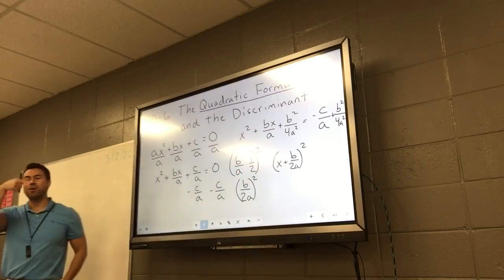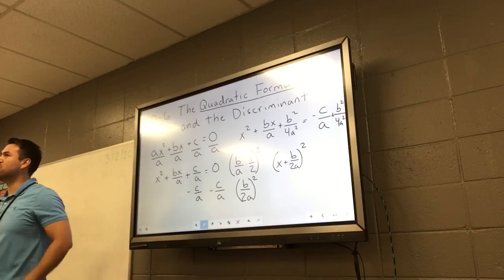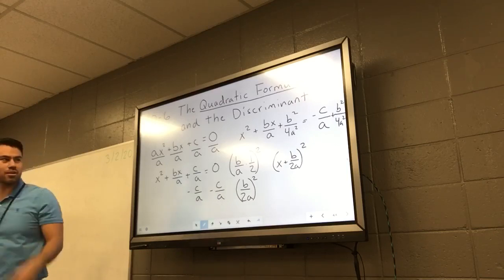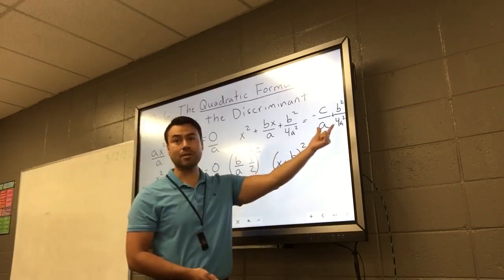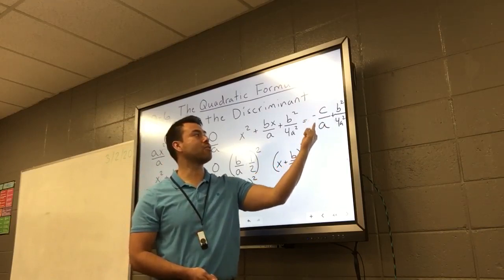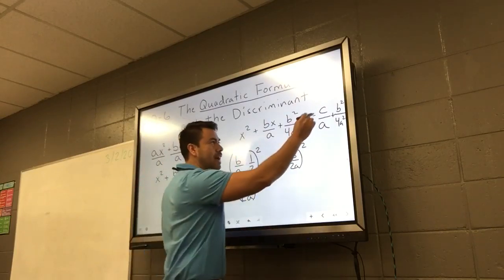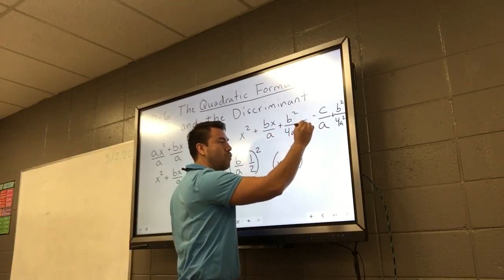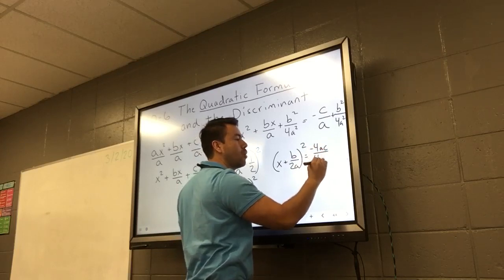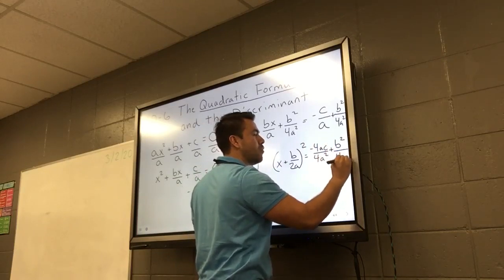Okay, now this next part, those fractions, so you didn't like adding. You got to get a common denominator. All right. What's the common denominator between these two? 4a squared. So I have to multiply this first fraction by 4a over 4a. That gives me negative 4ac over 4a squared, and then still plus b squared over 4a squared.